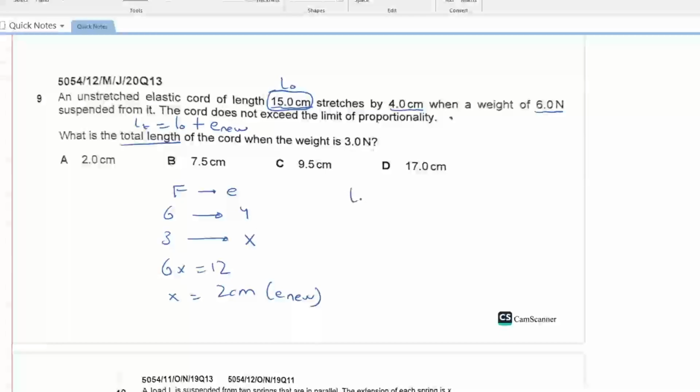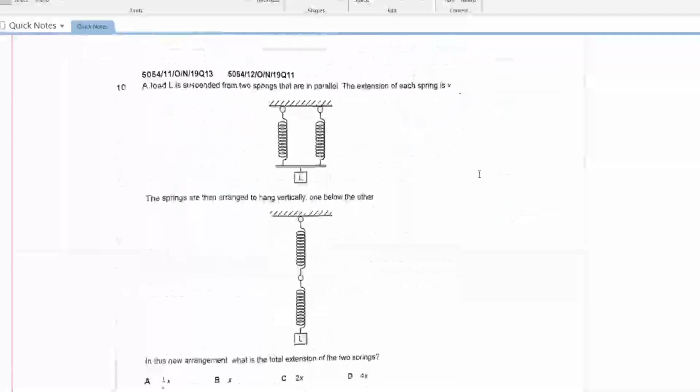Now you had to calculate the total length. Total length is equals to L naught plus the new extension. What is L naught? 15. What is the new extension? 2. The answer comes out to be 17 centimeter. D is your answer. Let's further move ahead.